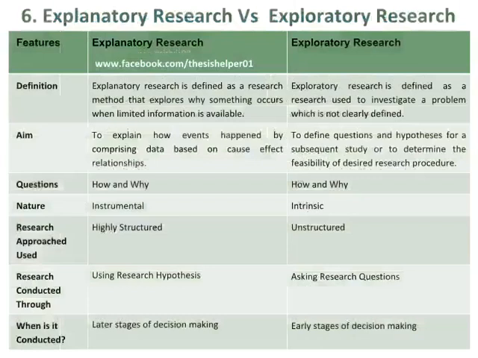Explanatory research versus exploratory research. Explanatory research is defined as a research method that explores why something occurs when limited information is available, whereas exploratory research is defined as research used to investigate a problem which is not clearly defined. The aim of explanatory research is to explain how events happened by comprising data based on cause-effect relationships, whereas the aim of exploratory research is to define questions and hypotheses for a subsequent study or to determine the feasibility of the desired research procedure.